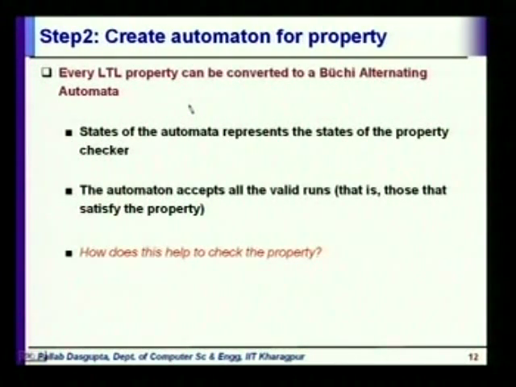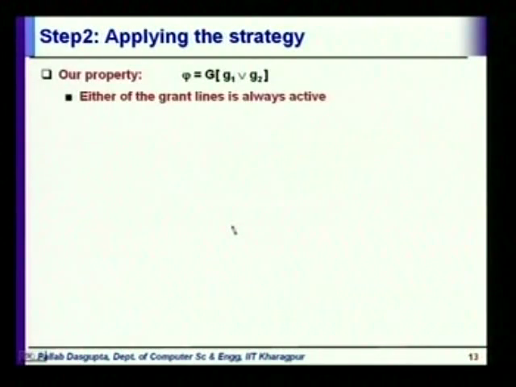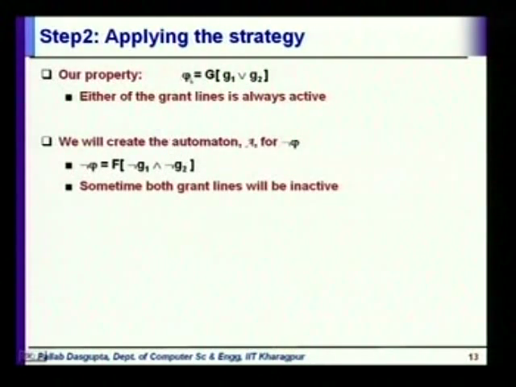Right now, just note that the states of the automata represent the states of the property checker, and the automaton accepts all the valid runs, that is those that satisfy the property. How does this help to check the property? So let's see how it helps in checking the property. For our example, this was our property. So we will create the automaton for not verify, as I explained earlier.